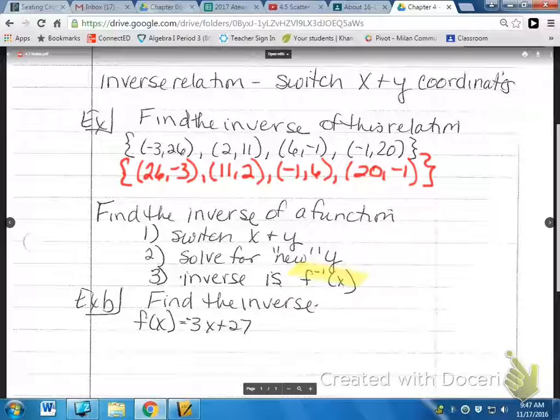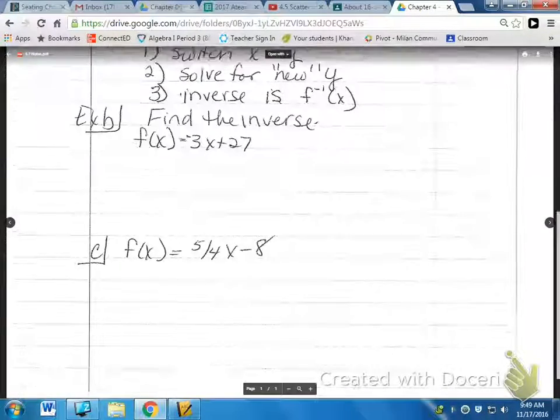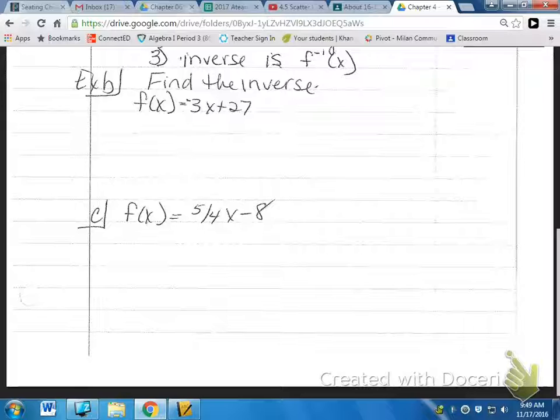Okay, so we're going to look at one where we find the inverse. This first one is given to us in function notation. And it says f of x equals negative 3x plus 27. So since it's given to me in function notation, I have got to go ahead and substitute y in for f of x and put y equals negative 3x plus 27. If it is not in function notation already and there's already an x and a y, then obviously you don't have to do that step. It's already done for you.